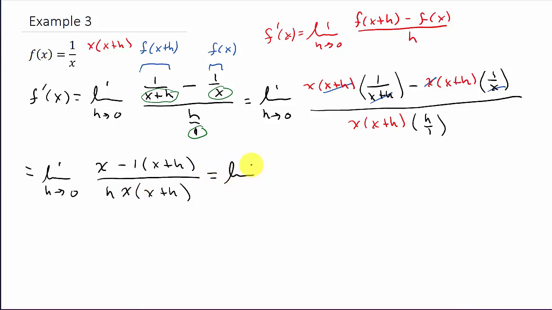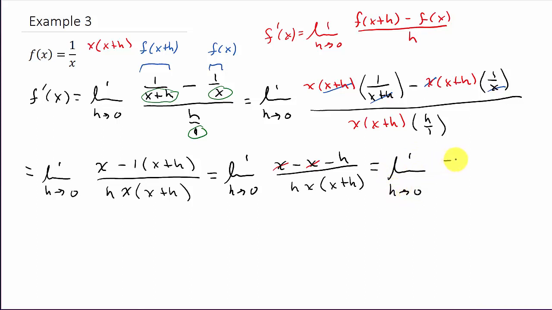Alright, so now I've got the limit as h goes to 0, and I'm going to distribute the minus 1. So that's going to be x minus x minus h over h times x plus h. And that, well, look at there. The x's go to 0. And so I'm left with the limit as h goes to 0 of negative h over h times x plus h. Okay, and that is equal to the limit as h goes to 0. And look at this. The h's cancel. I'm left with -1 up here.